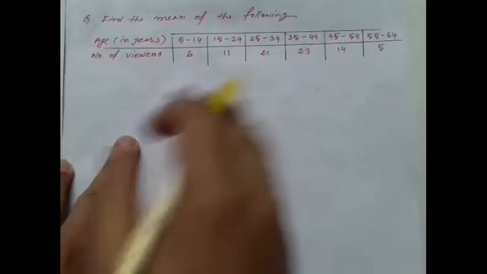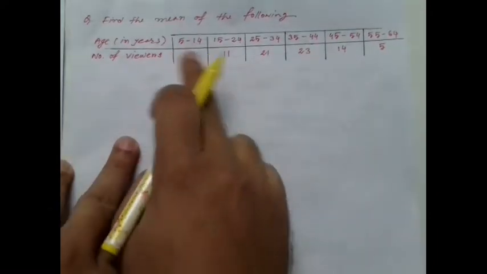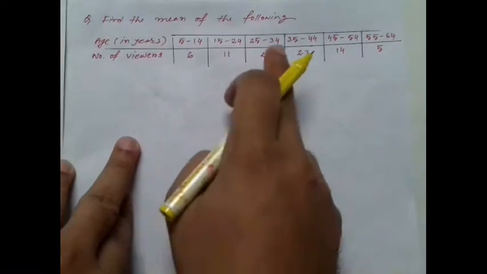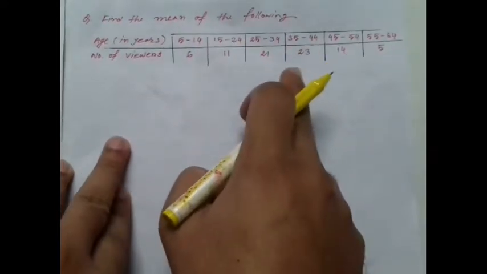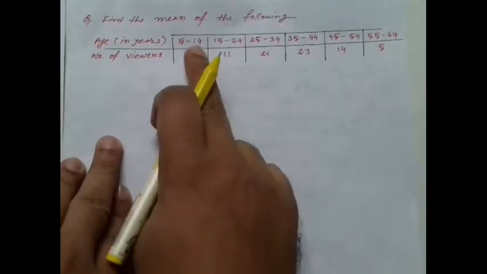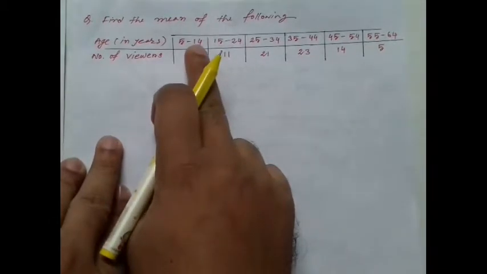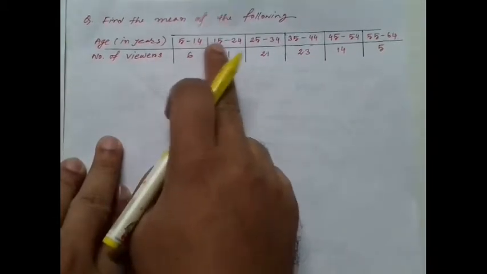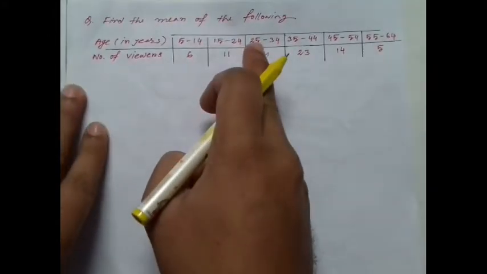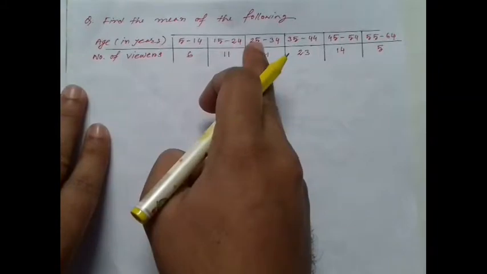Now I have to take this following problem. Find the mean of the following age in years: 5 to 14, 6 viewers, 15 to 24 years, 11 viewers, 25 to 34, 21, 35 to 44, 23, and so on. Okay, now we can see here that the upper limit of this class is 14 and lower limit of its next class is 15. These two are not equal. Again 24 upper limit and 25 is the lower limit. These two also not equal. Okay, so we have to make them equal, and then we will get the mean.